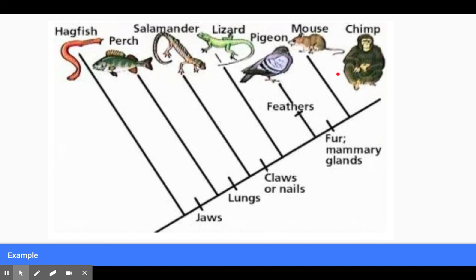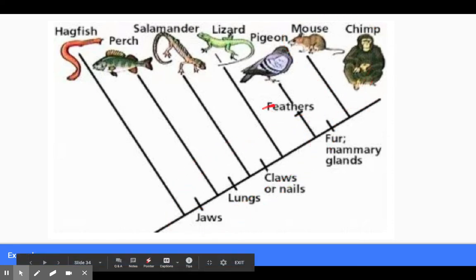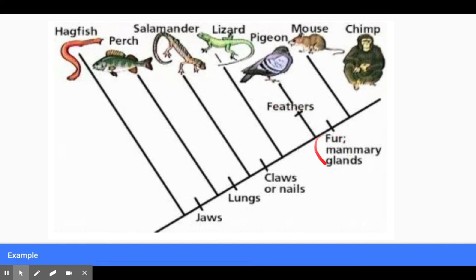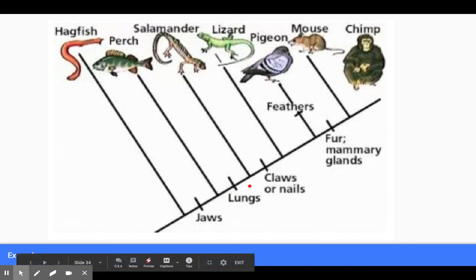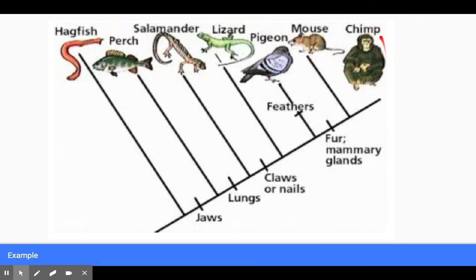So when we're looking at this phylogenetic tree, we would be able to say that mice and chimps are the most closely related because they share all of these traits with the exception of feathers, right? They have fur, mammary glands, claws and nails, lungs, and jaws. So they are the most closely related. The chimp is the most recent species to develop.